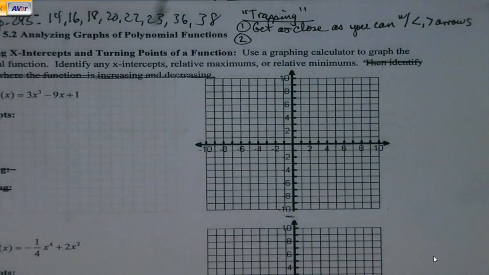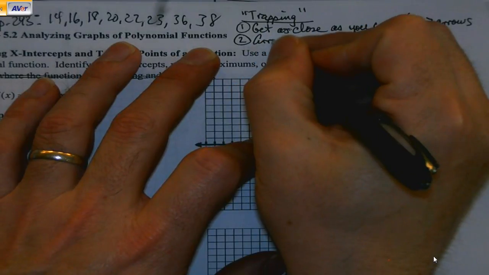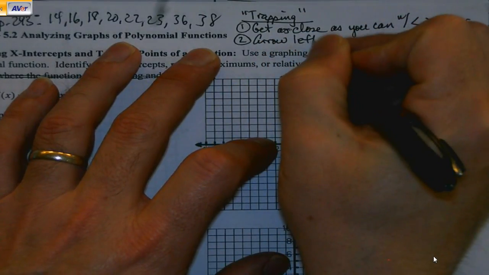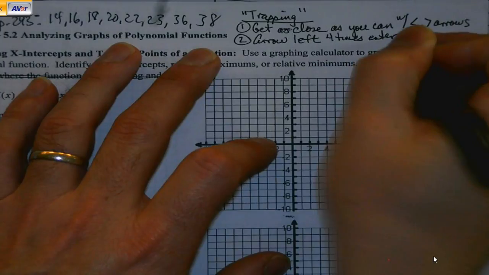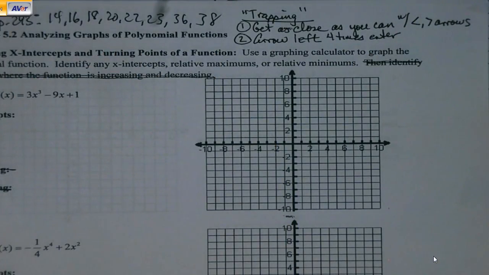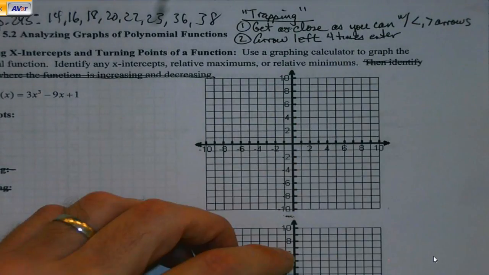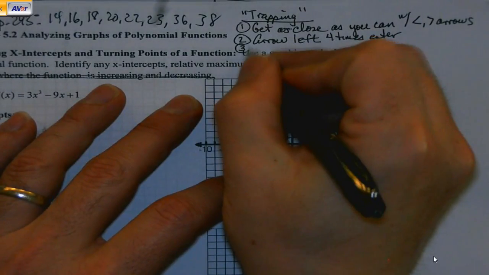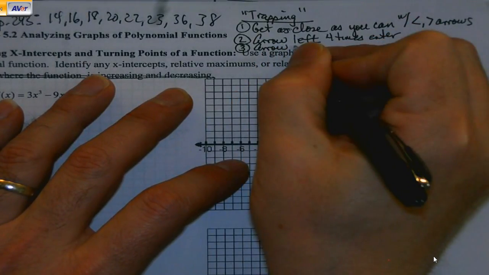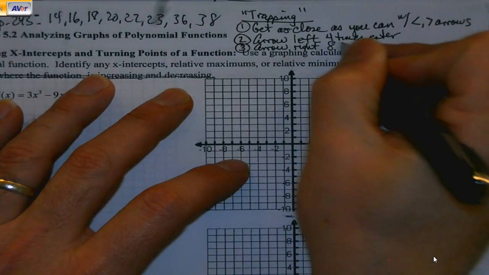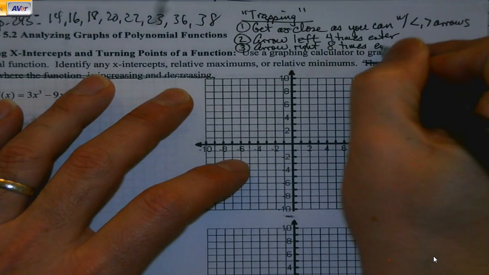Okay. Once we get as close as we can, we're going to arrow left four times and hit enter. Why four? Because I want to make sure when I'm trapping that if I'm off a little bit in step one, that it's not going to mess me up. So we'll get there, arrow left, and then hit enter. And then finally, our step three, and I'll zoom a little more here if I need to for some of you. We're going to arrow right eight times and hit enter twice.